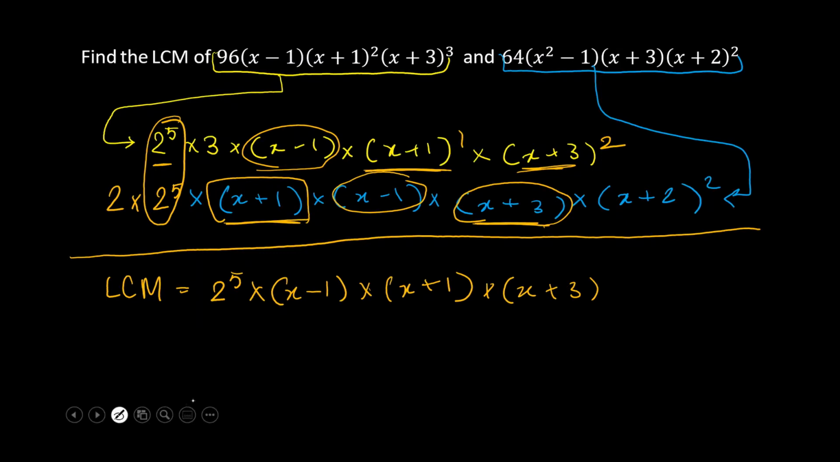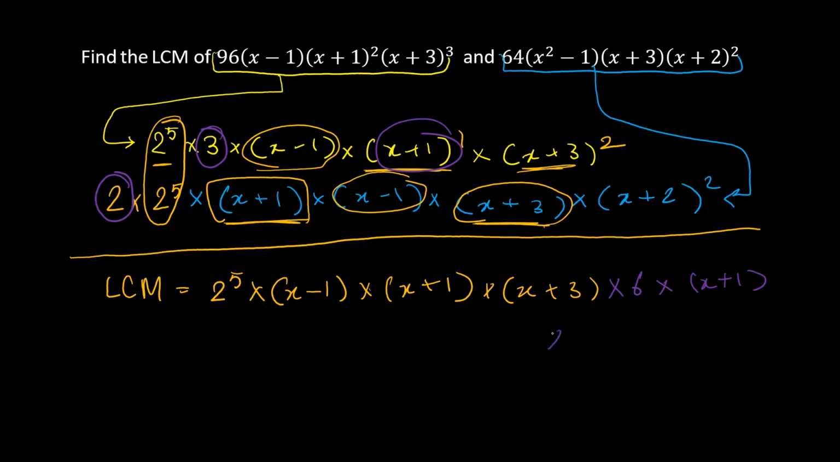So the non-common ones here are, there is 2, there's 3. I'll write 2 into 3, I'll write it 6 directly. Then I have x plus 1, that's into x plus 1. Then there is x plus 3 whole square, so that's x plus 3 whole square, then into x plus 2 whole square. Now let's write this down the way it comes.